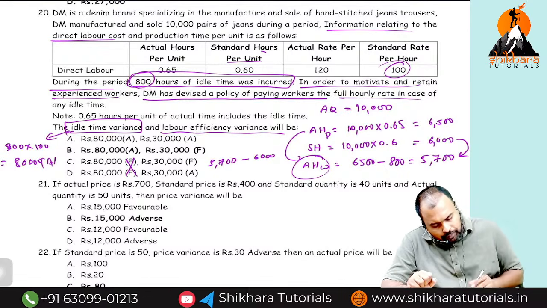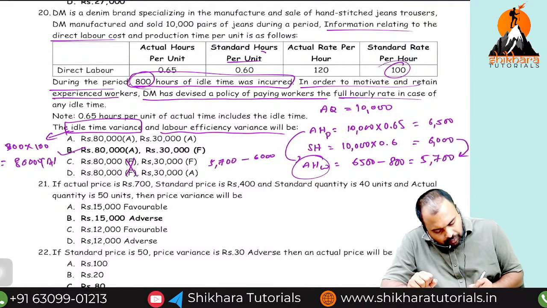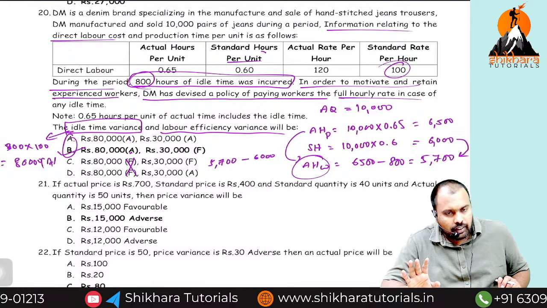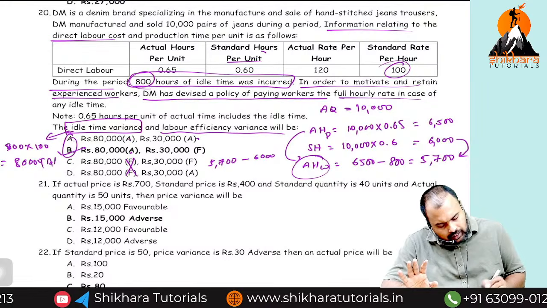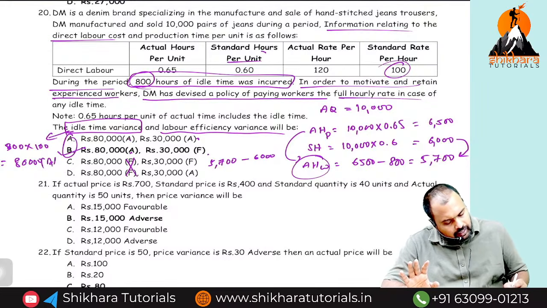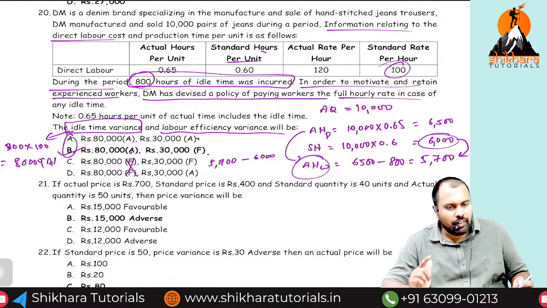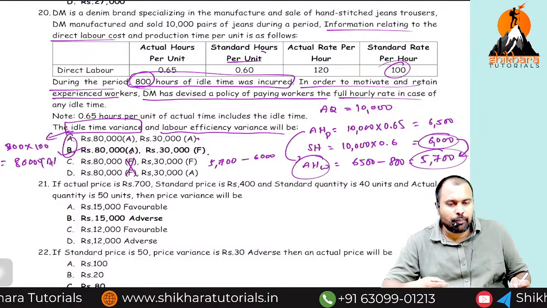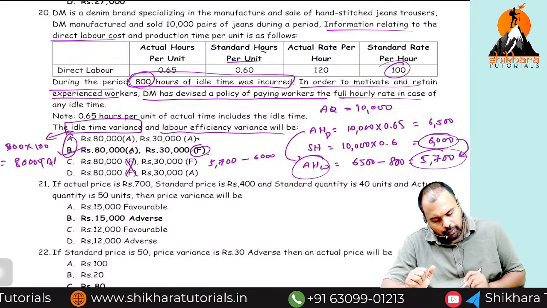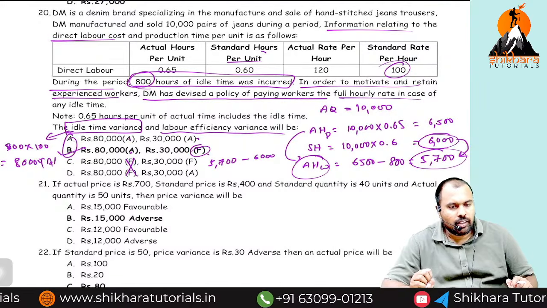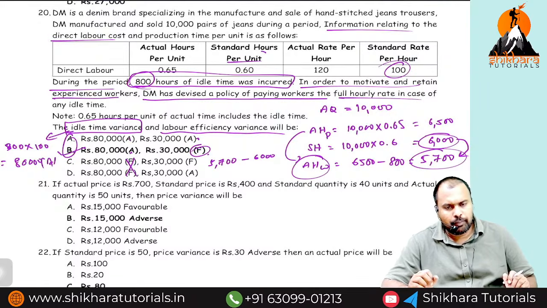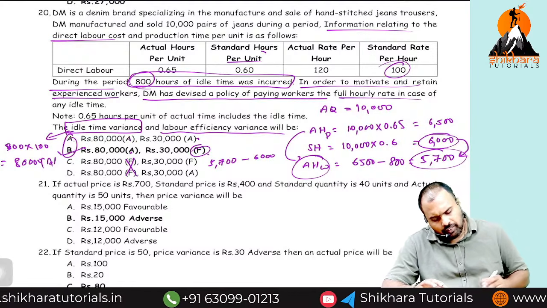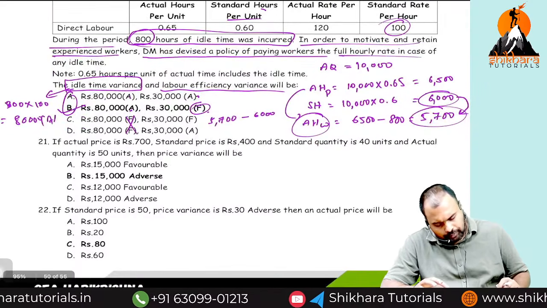So you never do this sum, directly go for this, because we know that A and B has to be the options, in which idle time variance is adverse. And here 30,000 adverse and 30,000 favorable, irrespective of the valuations. 6,000 is the time we have given, 5,700 is the time they have taken. So he has worked with some speed, so it has to be favorable, so go for B. The numbers are not required. Just by using some knowledge of the meaning of idle time variance and the meaning of efficiency variance, without solving it, you can solve the MCQ. Okay, next.